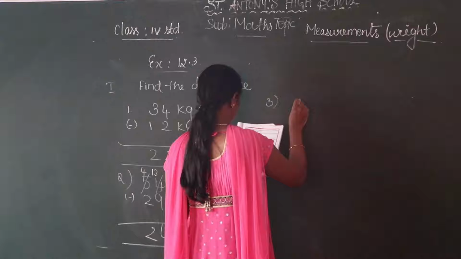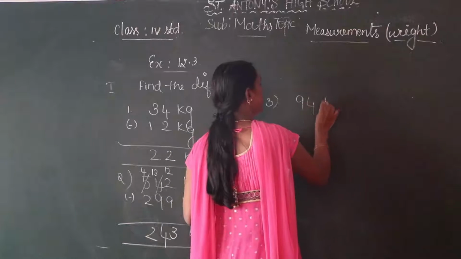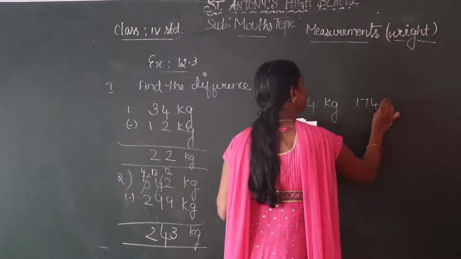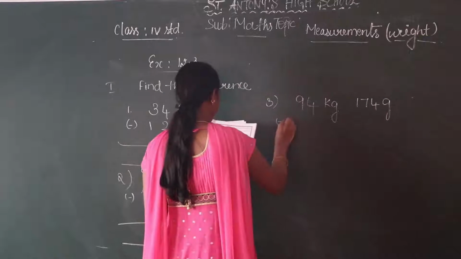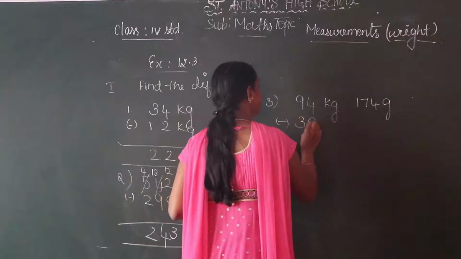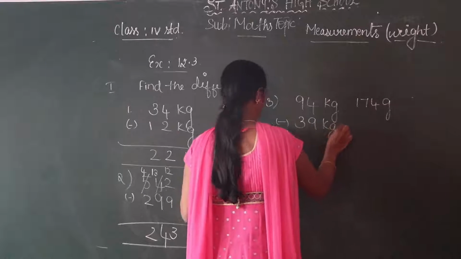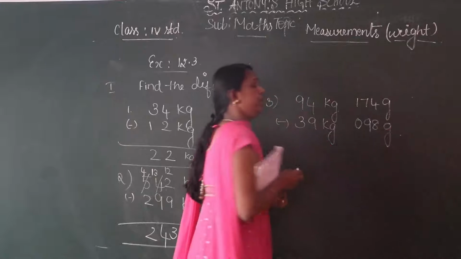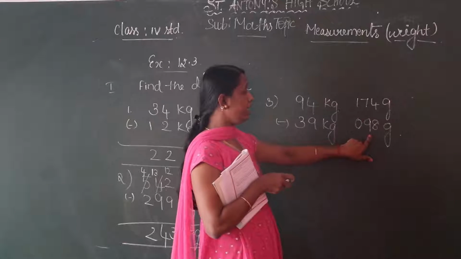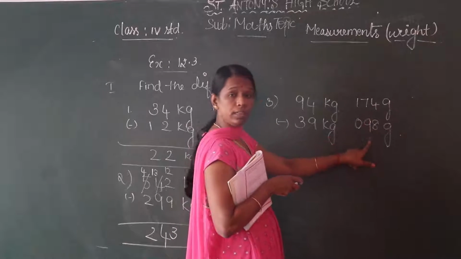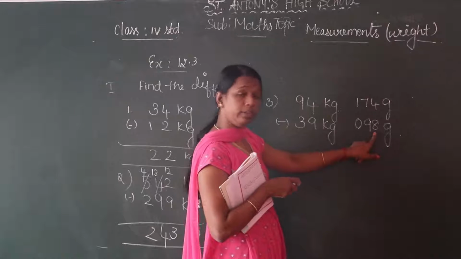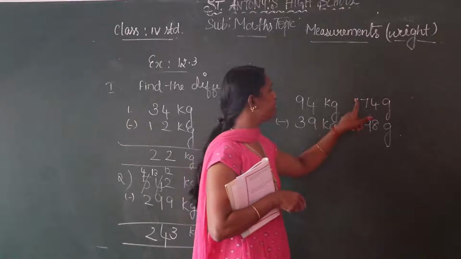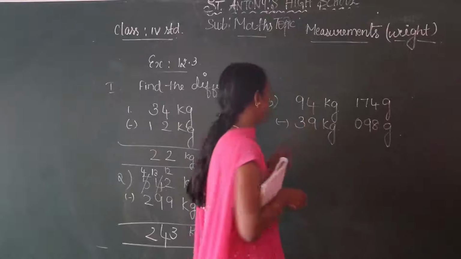Third one, 94 kg 174 grams minus 39 kg 98 grams. Children, 98 means 9 is in the tens place, write it below the tens place, and 8 in the unit place. There is no number given in the 100s place, so in the 100s place we have to write 0.